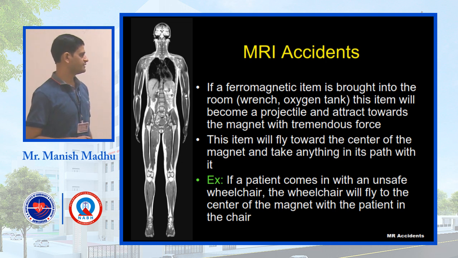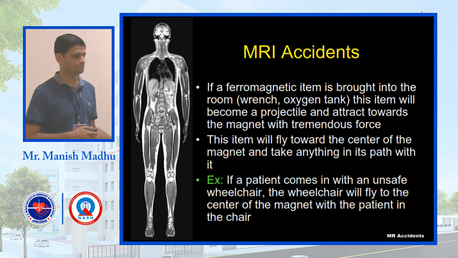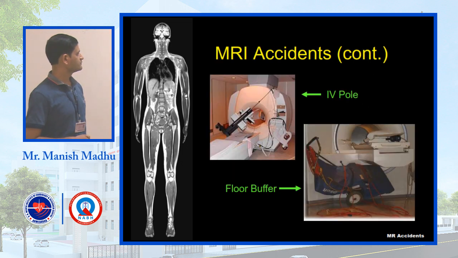If a patient comes in with an unsafe wheelchair, the wheelchair will fly to the center of the magnet with the patient in the chair. See the example shown. If the patient comes with the wheelchair, the entire wheelchair with the patient will be attracted very forcefully to the RF gantry room, which causes damage to the patient as well. Here is a picture showing items brought into the MRI room. This is an oxygen cylinder, wheelchair, floor buffer.